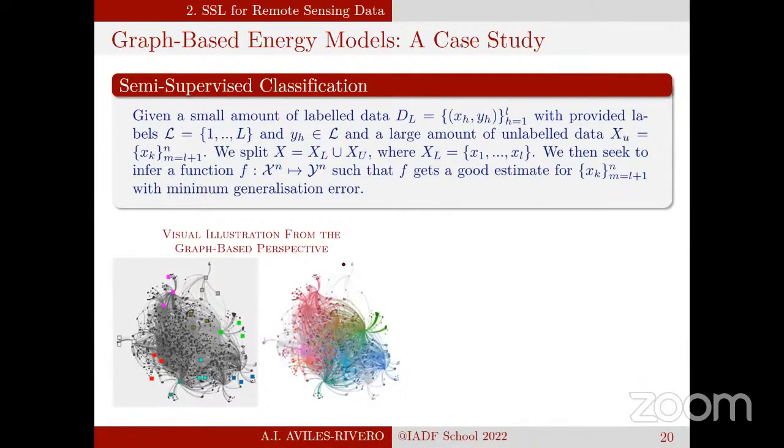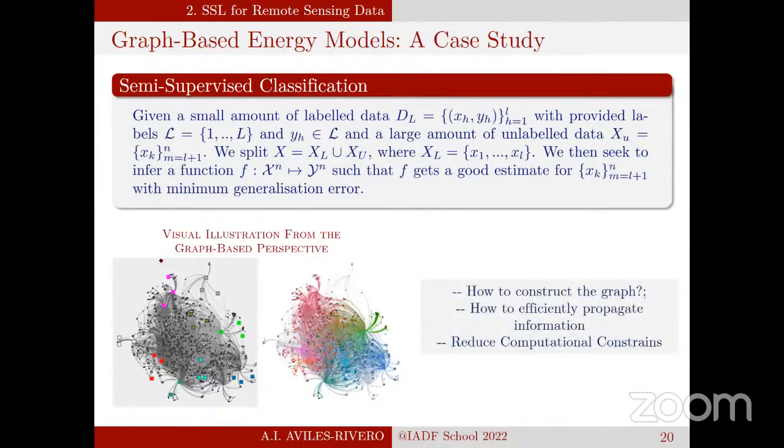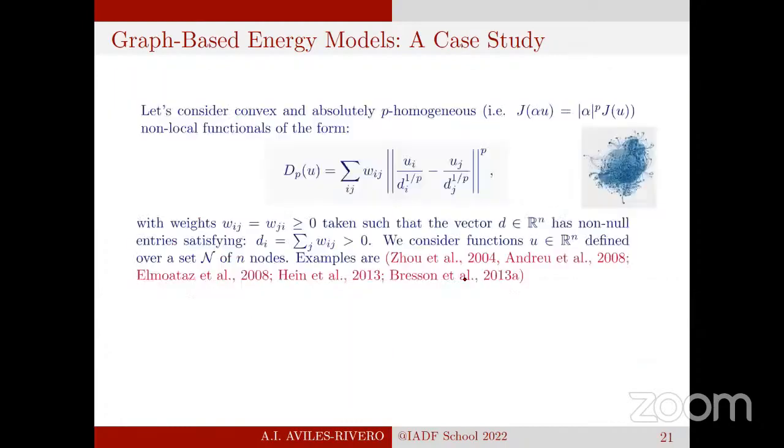When we talk about the graph-based perspective, we have the data represented as nodes connected by edges, and we have a set of predefined classes. Here you have an example, where each color represents a different class. The main questions in the graph-based perspective are how we can construct a graph, how we can propagate this tiny labeled set in the best way possible, and how we can reduce the computational constraint.